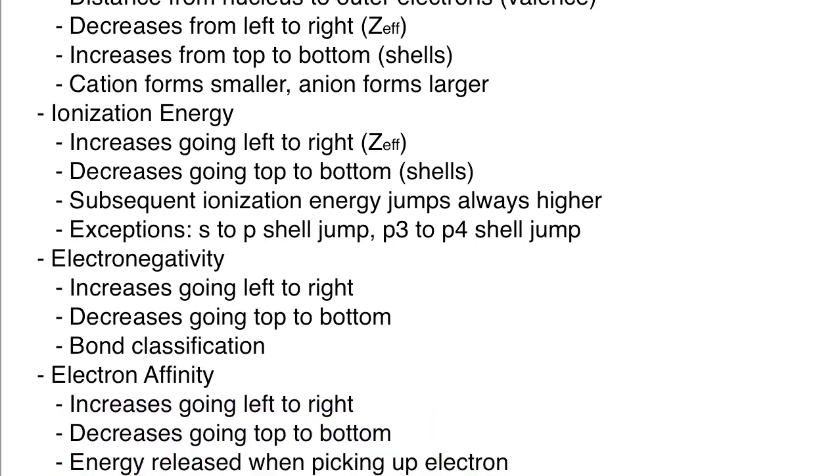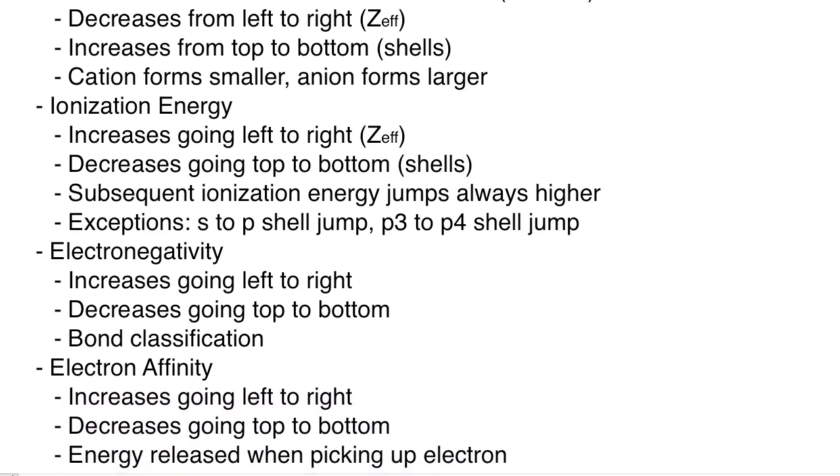All right, and then finally, let's move this down just a bit. Okay, electron affinity. When we're dealing with electron affinity, it's going to increase going from left to right. It's going to decrease going from top to bottom. And keep in mind that electron affinity is talking about the energy released when picking up an electron. So if you see these on charts when we're talking about electron affinity, you might see a high negative value. That means a lot of energy was released upon picking up an electron, so that compound or that element would have very high electron affinity.